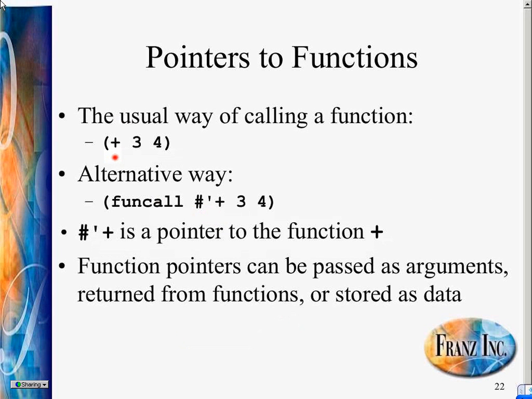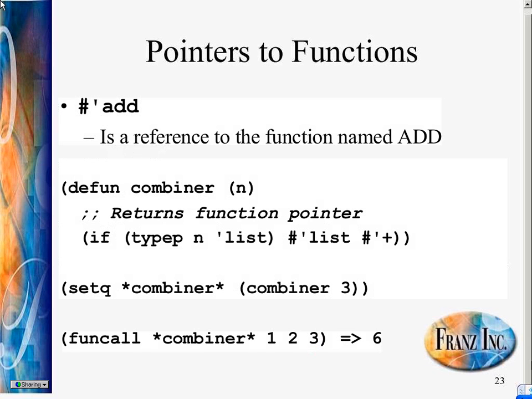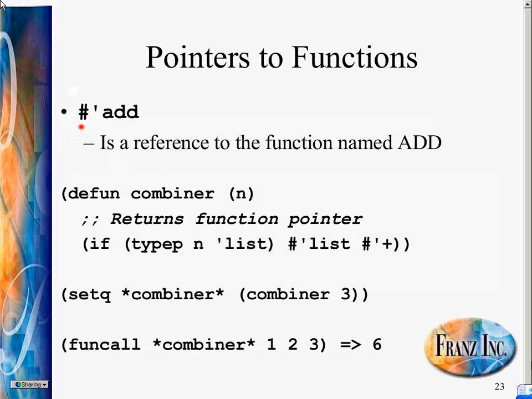Whereas, when you have a form, open parentheses plus 3, 4, you're always calling the plus function. Here, as it's written here, because this is a constant, the function pointed to by plus, you're still calling the plus function, but as we're about to see, you can actually write a program that will decide on what function to call depending on the status of other values. So, quote slash add is a reference to a function named add, which we defined in a couple of slides back. It's just a variant of plus.